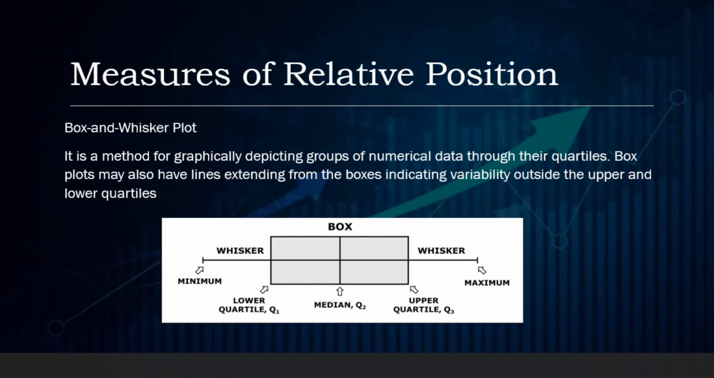Box and whisker plot. It is a method for graphically depicting groups of numerical data through their quartiles. Box plots may also have lines extending from the boxes, indicating variability outside the upper and lower quartiles.